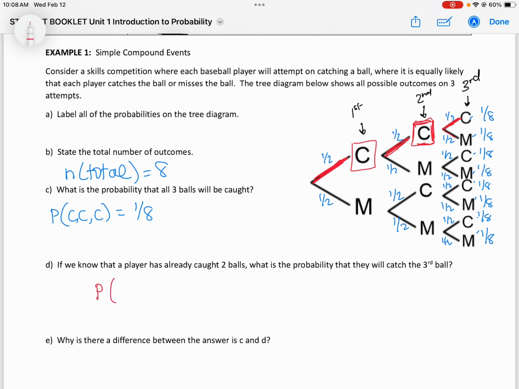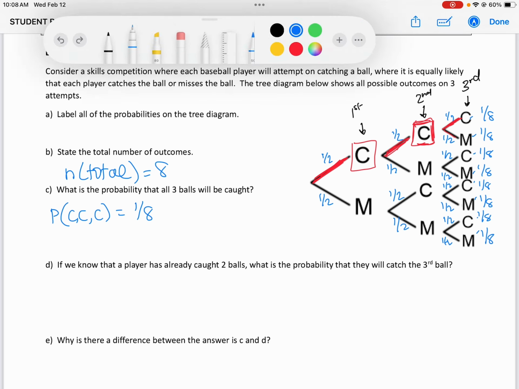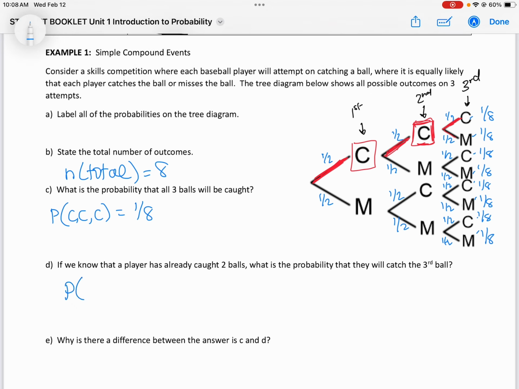The probability, let's write this in blue, of a catch, and I'm going to show you guys this vertical line means given, given that there's 2 catches already. So we're given this piece of information, we're told that we start here. And at this point, there's a 50-50 chance.